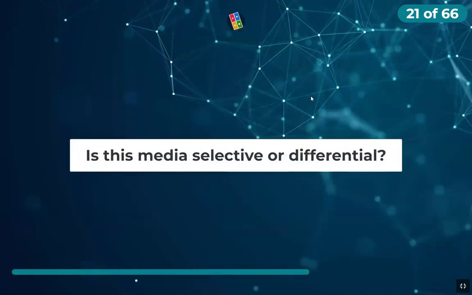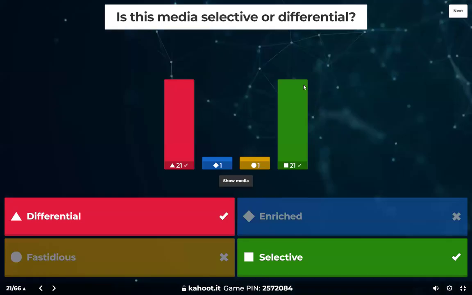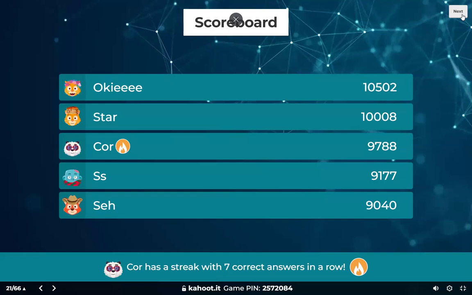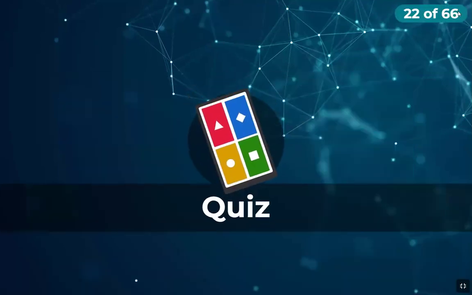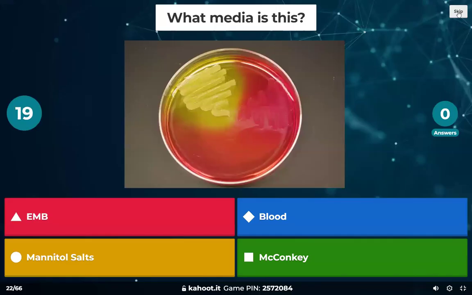Is this media selective or differential? Uh-oh, I did just say, let's see if you caught it. You can choose more than one. All right, good job, guys. You were listening: it's both differential and selective. All right, which media is this one? I feel like this one's a pretty easy one, but I don't want to get ahead of myself.